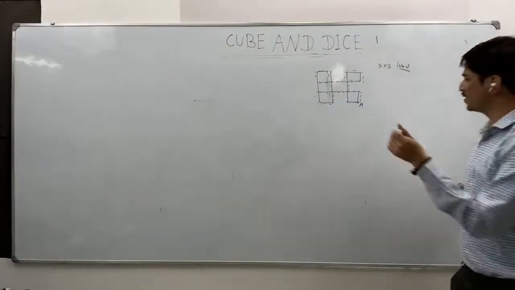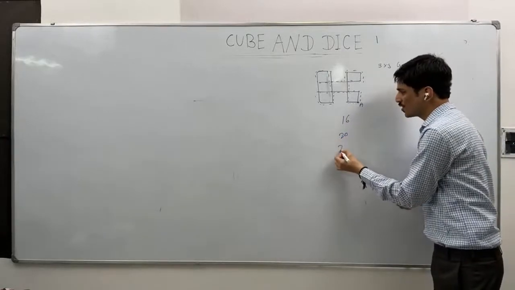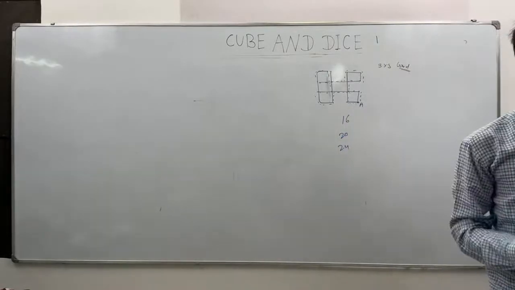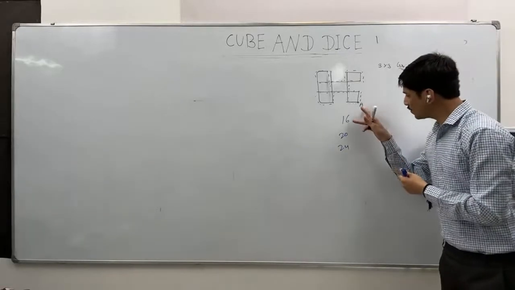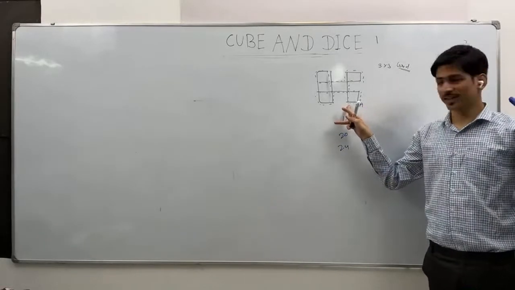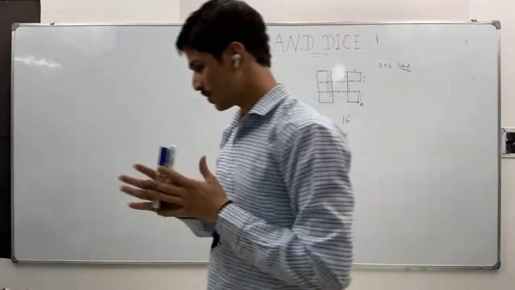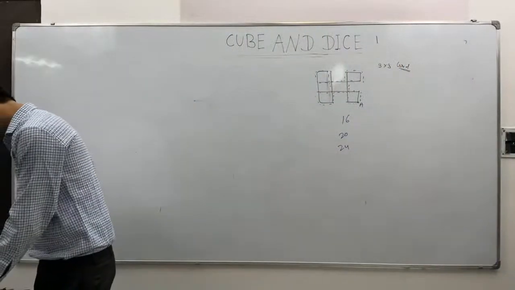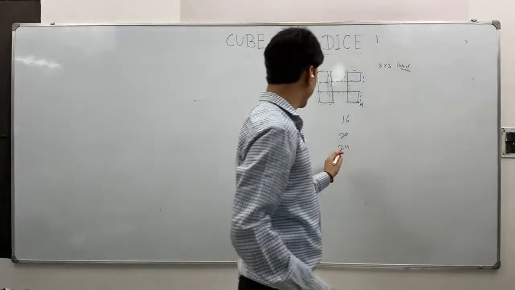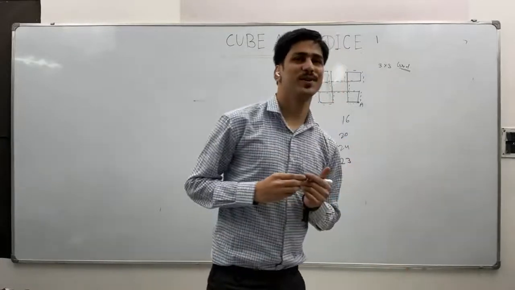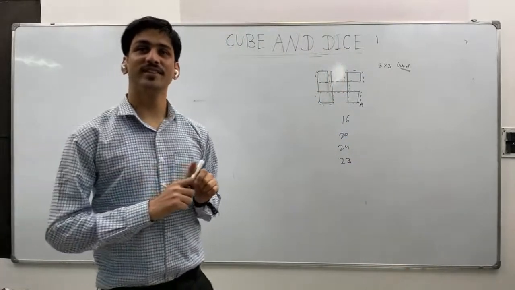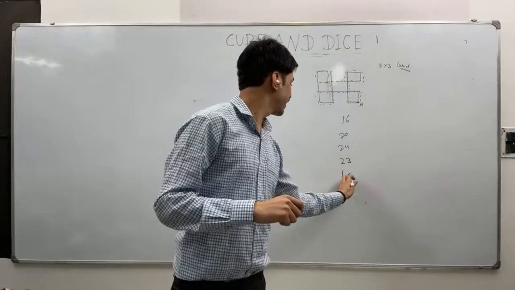Different answers. 16, okay. 16, 20, 24. How much distance did I travel? Simple question. You see, I started from here. If from here to here, how much? 1 unit. 1, 1, 1, 1. Now you count how many distance I traveled. 23. Okay, let's consider this one also. Okay, 19. Let's write 19 also.